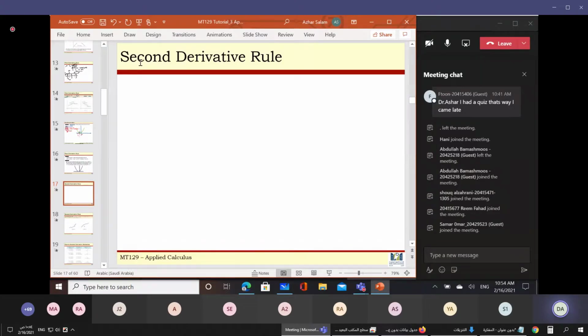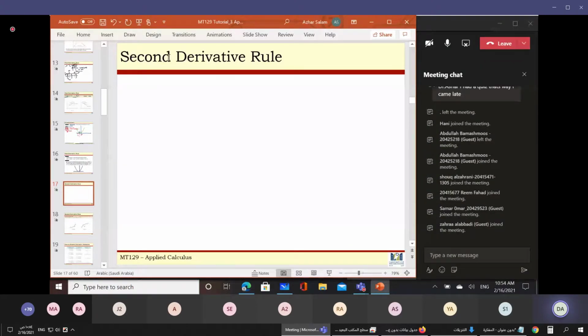Okay, in the same way, I will use the second derivative rule to sketch the graph, to find the concavity. The second derivative helps me find the concavity. And I will also use it later to find the maximum or minimum values in an easier way.